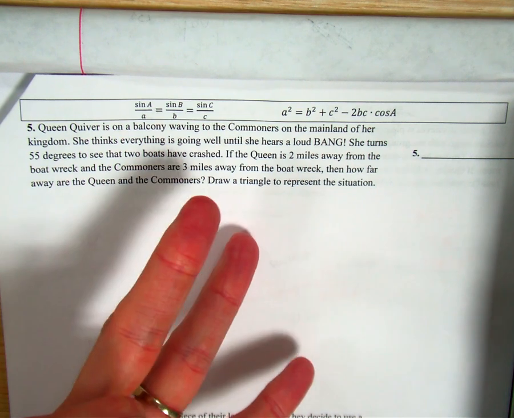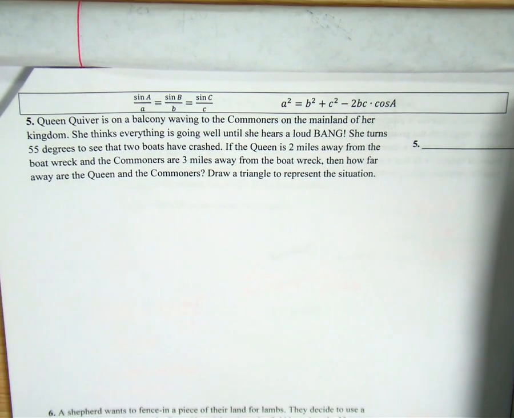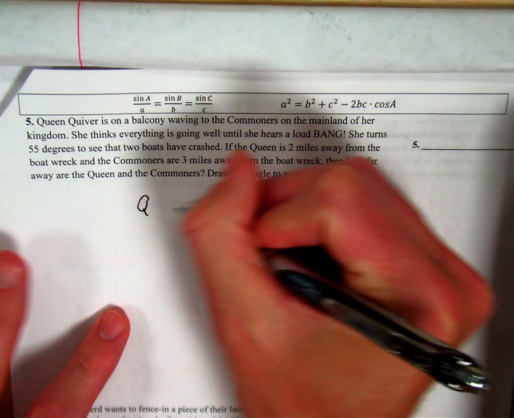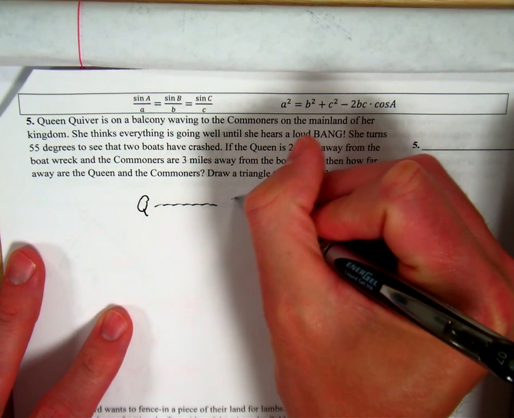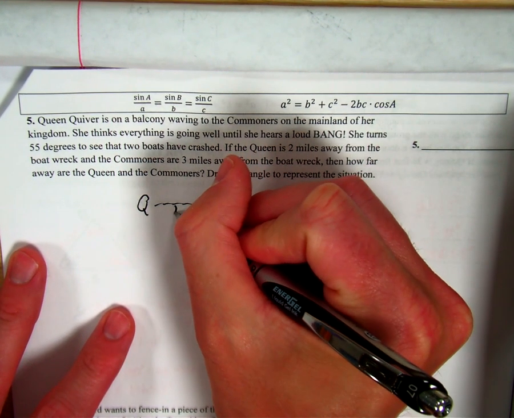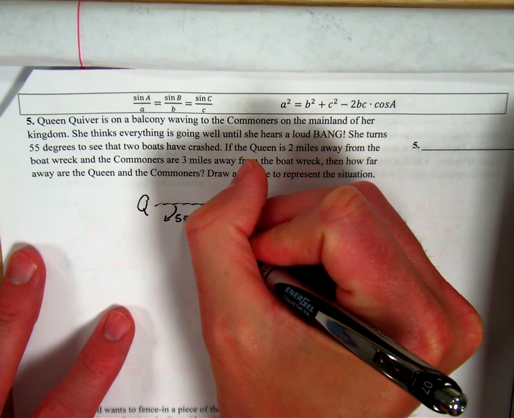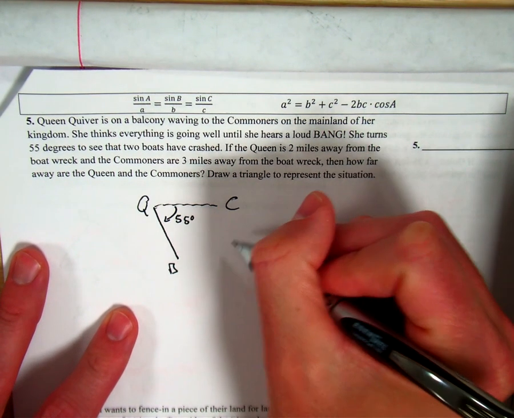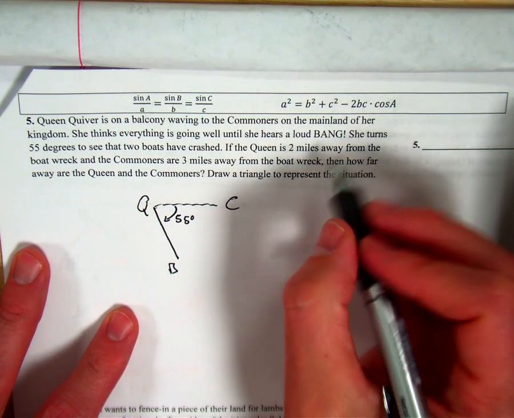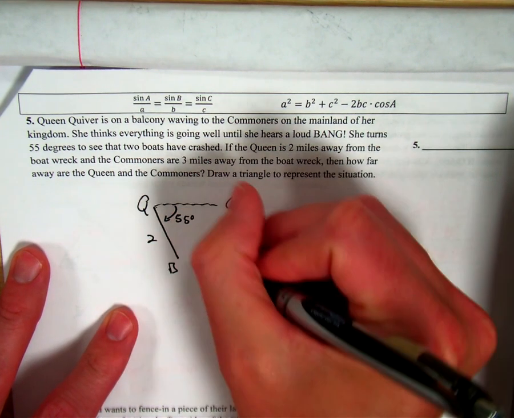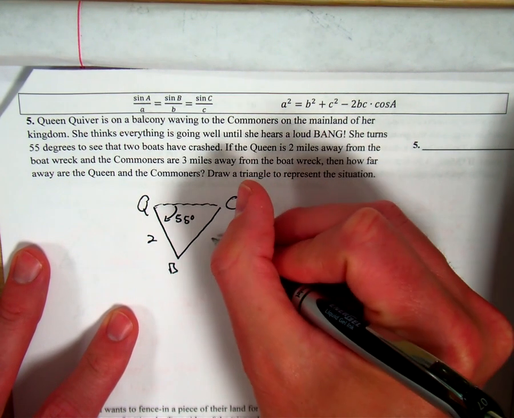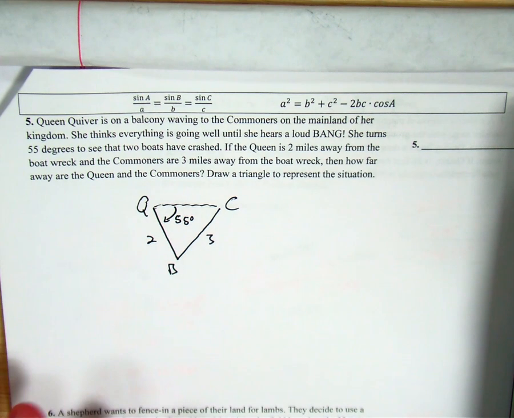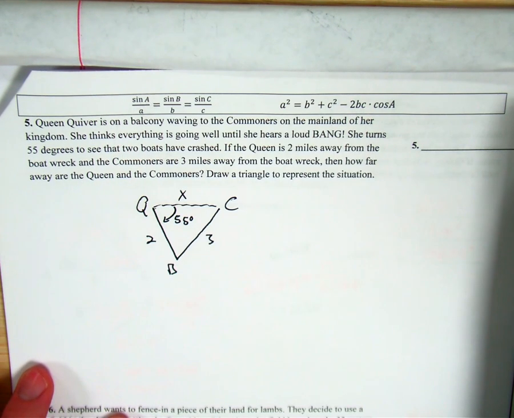So we got three things. We got our queen, the commoners, and the boat wreck. So this is just how I'm picturing it. The queen, we got her waving to the commoners. Turns 55 degrees. Sees the boat wreck. Okay. The queen is 2 miles from the boat wreck. The commoners are 3 miles from the boat wreck. We want to know how far those are.